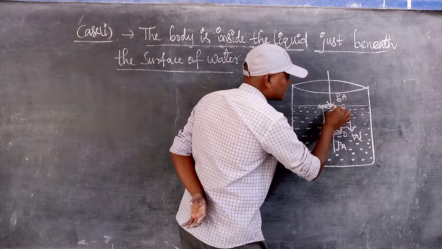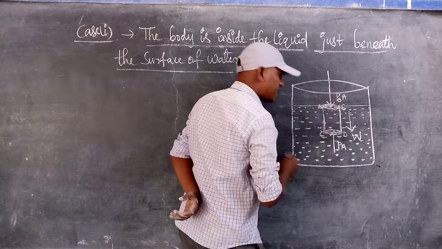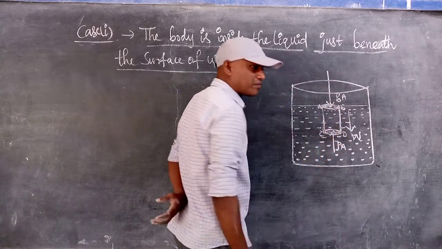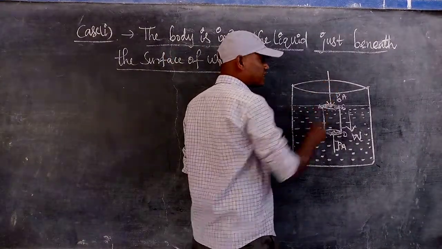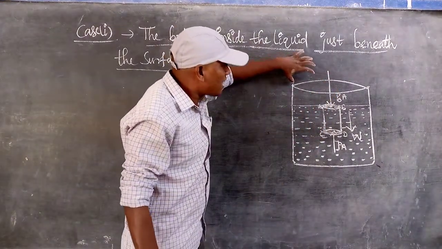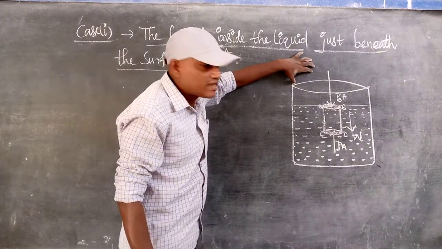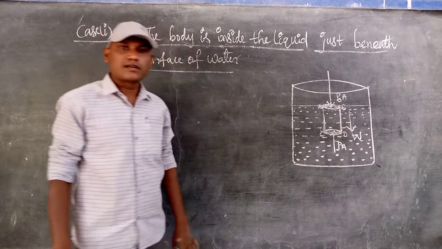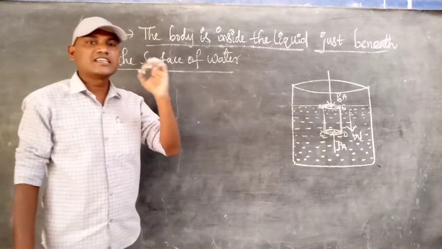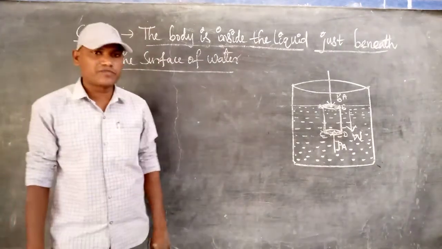So its surface area is A. Its surface area is A because it is the unique one. So that's why we know that atmosphere is nothing but the blanket of air present on the surface of the earth. Listen very carefully.